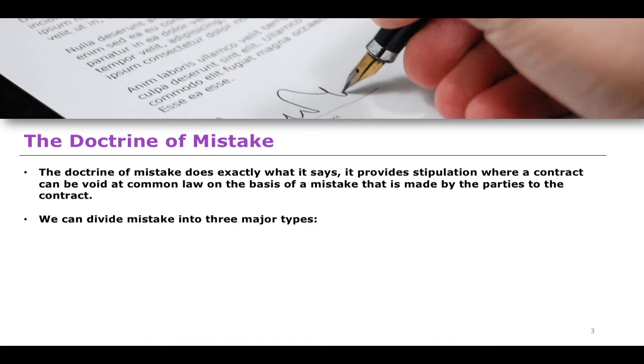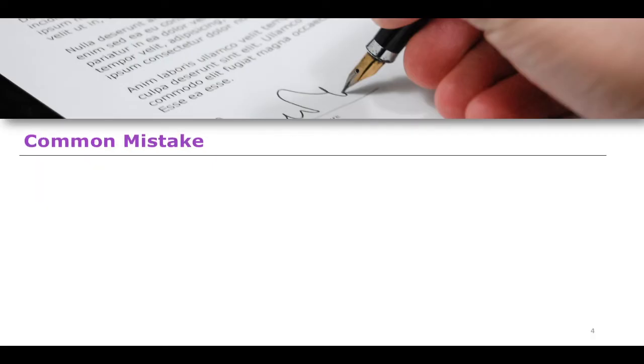We can divide the doctrine of mistake into three major types of mistake that can exist in contract law. The first is this idea of common mistake. Okay, this is the first type of mistake that can exist. The second is mutual mistake. And then the third is unilateral mistake. You can probably come to a conclusion as to what these things mean just by looking at what they are called, but we will get to this in more detail throughout this lesson.